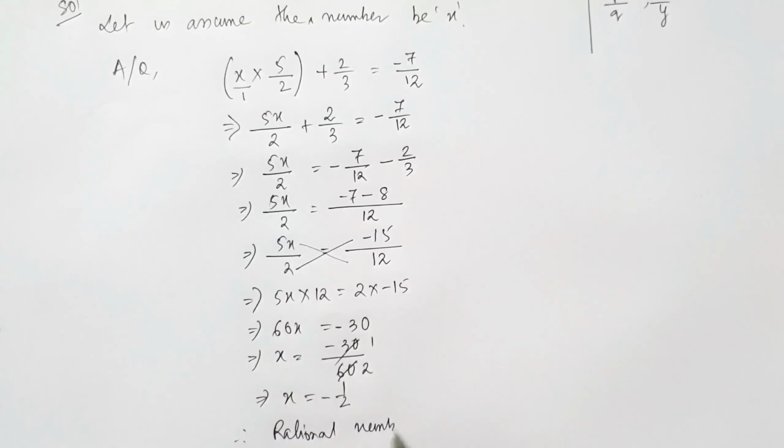So 2 2s are 4, 1 into 5 is 5, sign is minus, plus 2 by 3. Now the LCM of 4 and 3 is 12. 4 3 times are 12, 3 into 5 is 15, so minus 15, plus 3 4 times are 12, 4 into 2 is 8, so plus 8. Minus 15 plus 8 is minus 7, so we can write minus 7 by 12. We can see the answer is matching the question, so it is absolutely correct.